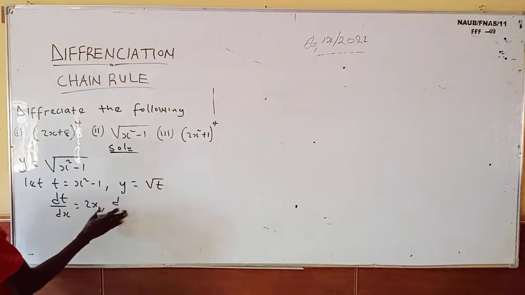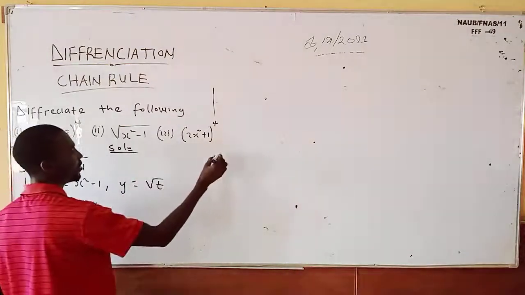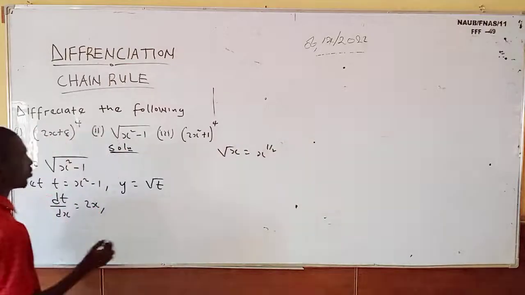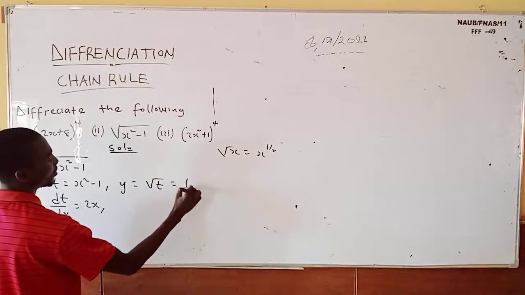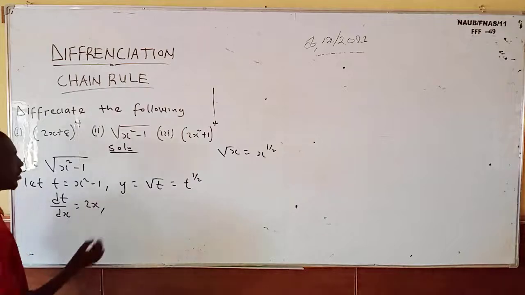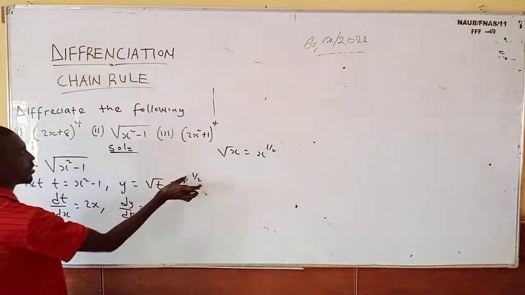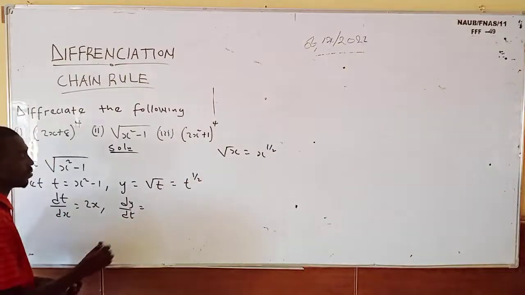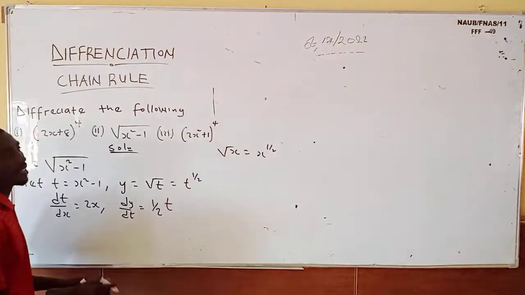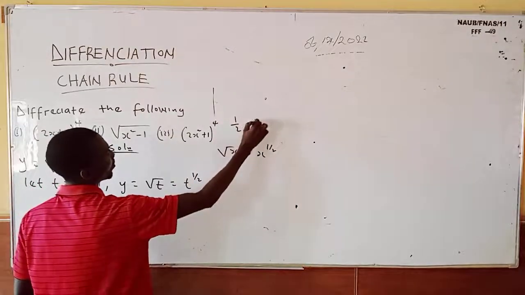So then we differentiate y in respect to t. But before we differentiate this, we know that from indices, square root of t is the same thing as t to the power of 1 over 2. So this one is the same thing as t to the power of half. So if we are differentiating this, we have dy over dt, which is equal to, use this half to multiply the coefficient of t, which is 1 over 2 t, then subtract 1 here. That is, half minus 1.